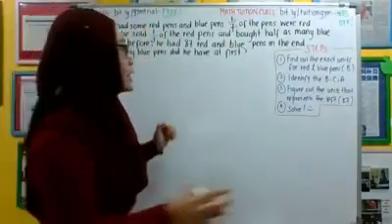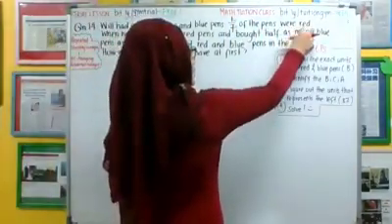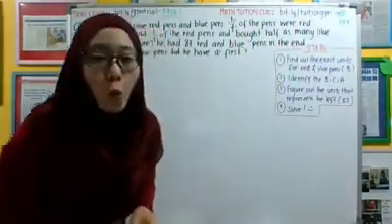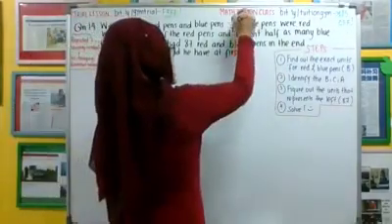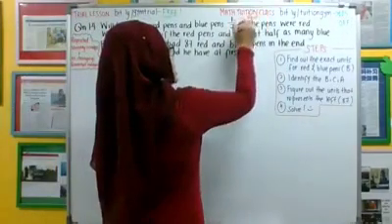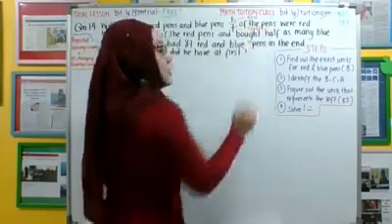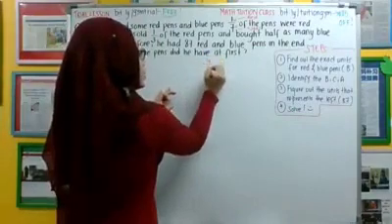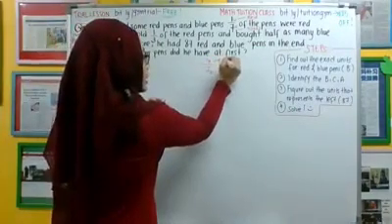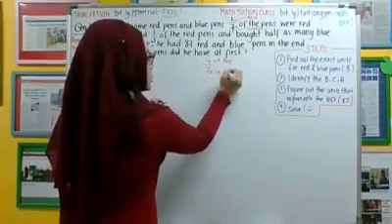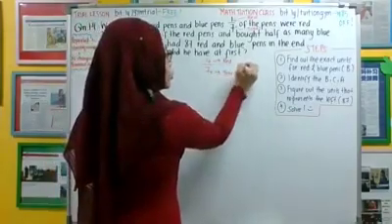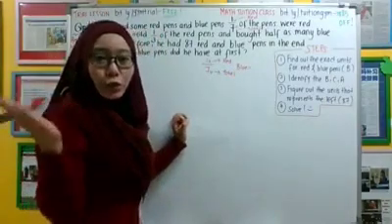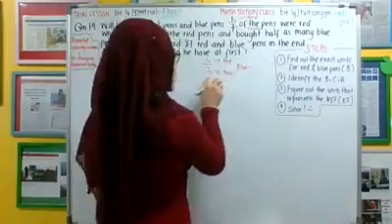Now let's go back to the given item. 1/7 of the pens were red. 1 unit is red, and this is my total. I will rewrite here: 1/7, 1 unit and 7 units. This is my red, this is my total. Can I find my blue? Yes, I can. I know some of you can do this mentally. You know this is 6 units, but how do you get 6 units?